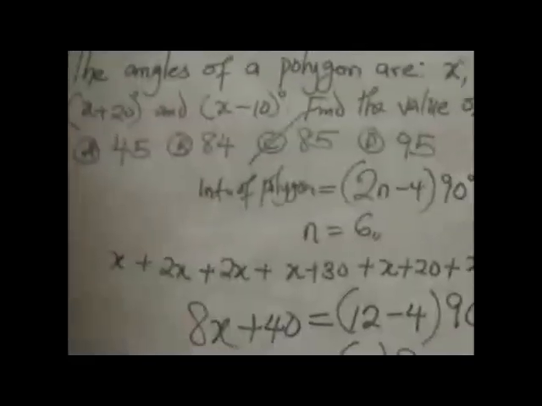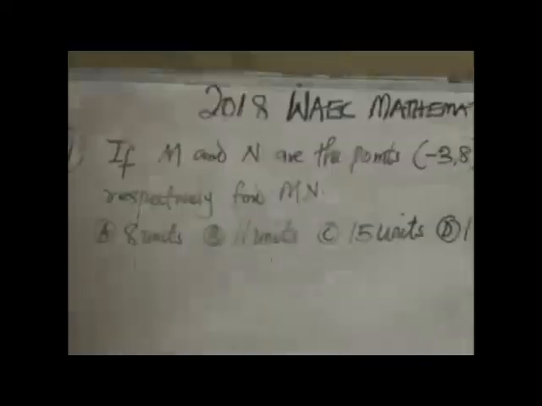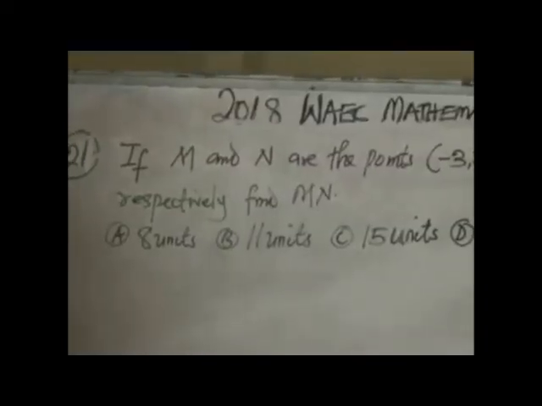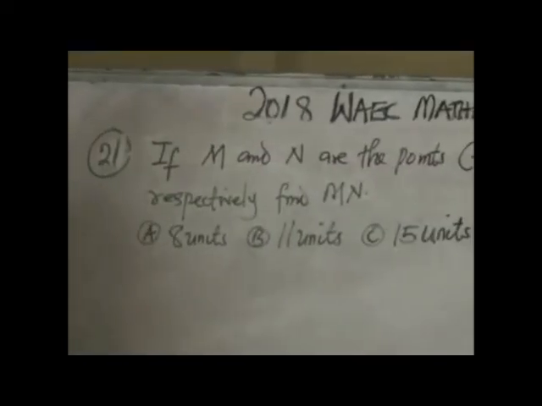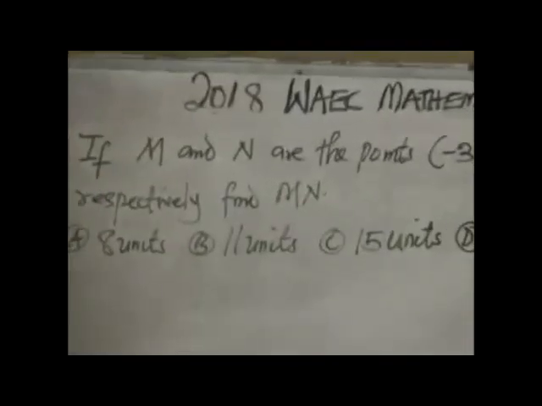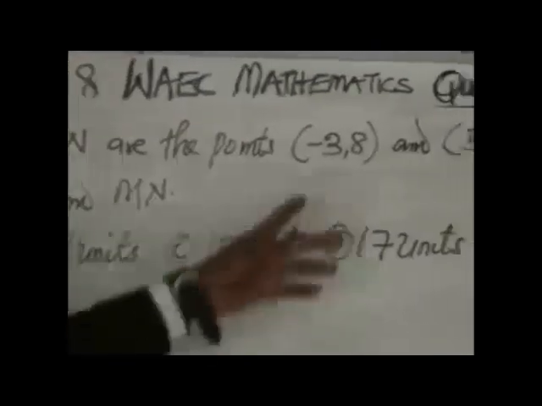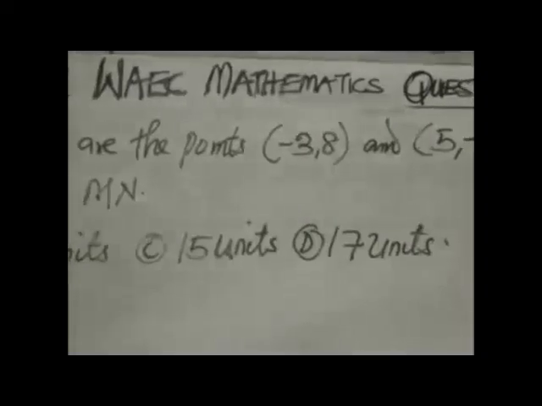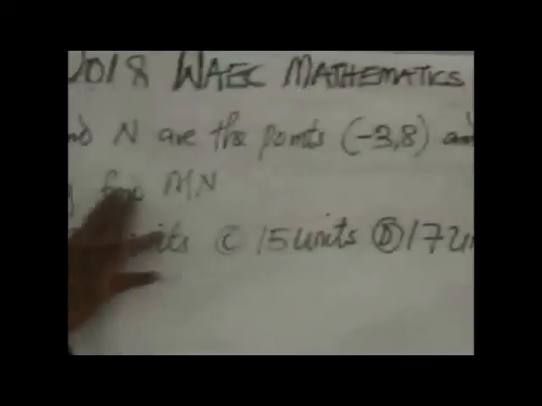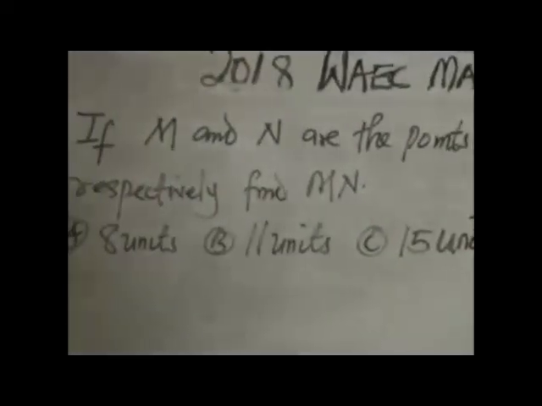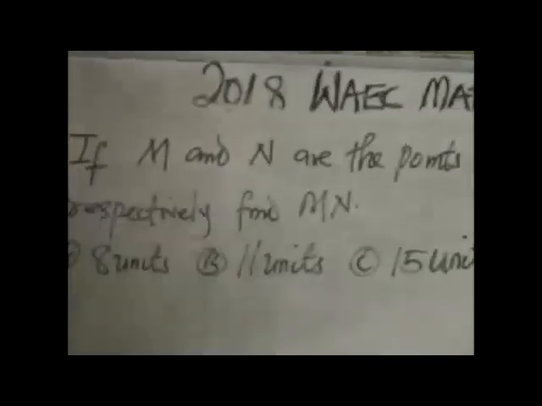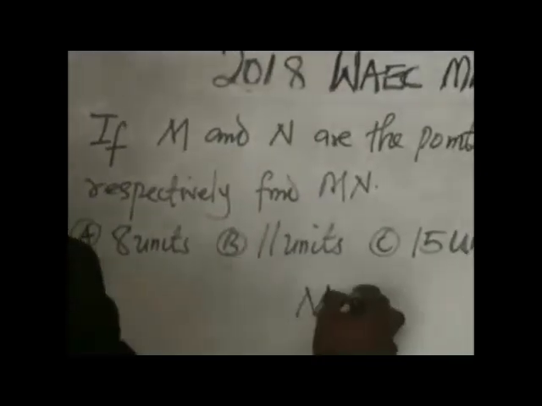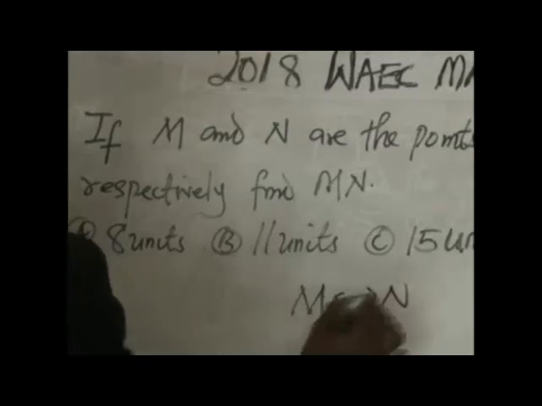Now let's move on to the next question. Alright, this is question 21, and it states: if M and N are the points, this is M, this is N, respectively, find MN. Are you getting it? We are going to find the distance between M and N. That's what we have to look for.